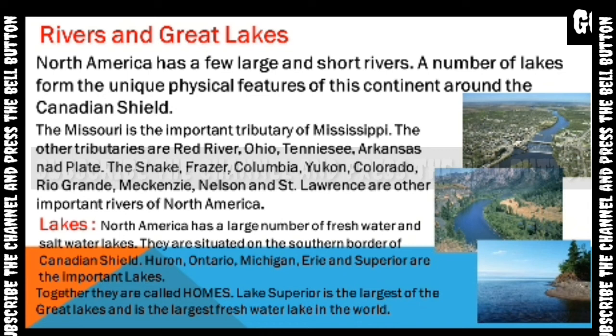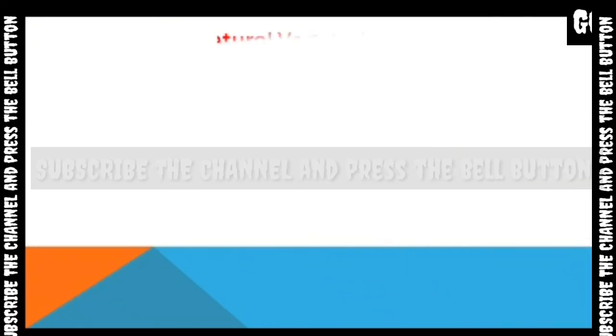Chicago and Detroit are situated on Lake Michigan and Lake Erie respectively. In Canada, Lake Winnipeg is a very important lake. These lakes serve as important waterways. These lakes are so important for North America. These are freshwater lakes.